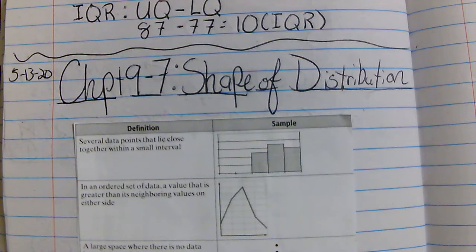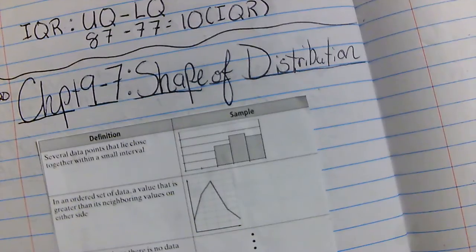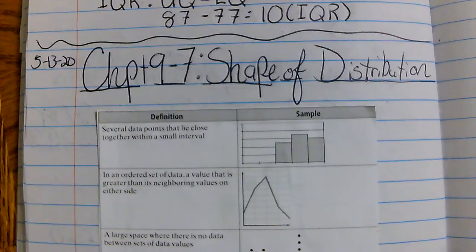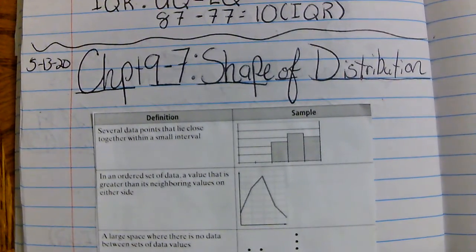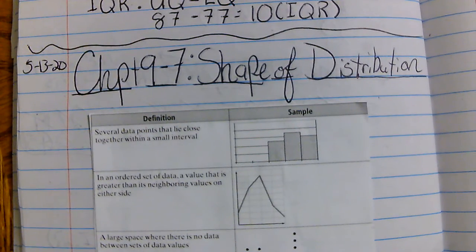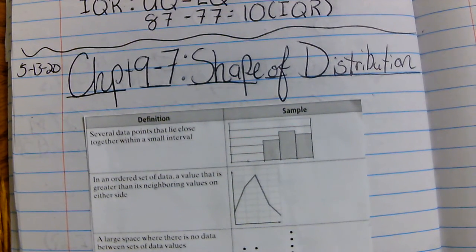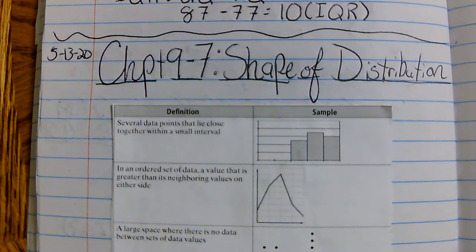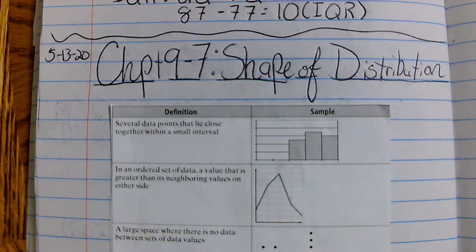And what we're going to be looking at today is when we set up data in maybe a histogram or a bar graph or a dot plot or a box and whisker plot, we take a look at the actual shape that the graph is, and we can notice some different characteristics about the graph and how the data is set up in it.